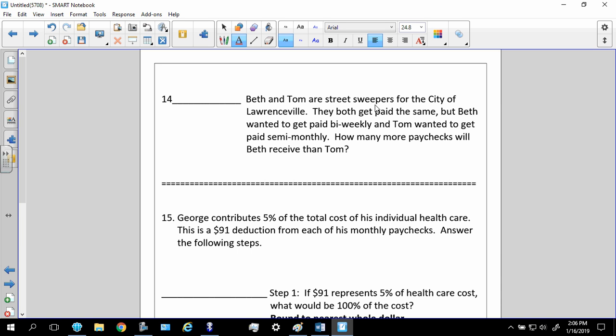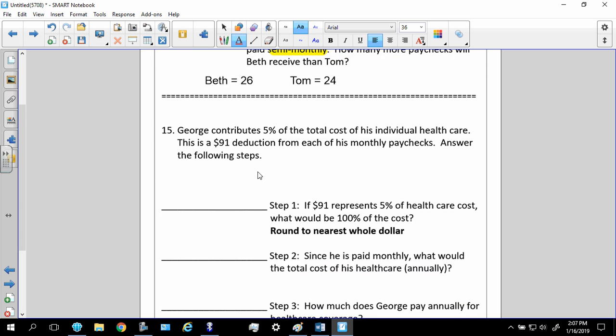All right, Beth and Tom are street sweepers. Can't say that three times or you mess up. For the city of Lawrenceville, they both get paid the same, but Beth wanted to get paid bi-weekly, and Tom semi-monthly. So Beth is bi-weekly, which is 26. Tom is semi-monthly, that's 24. So how many more paychecks will Beth receive than Tom? They're still getting paid the same, but Beth is just getting 2 more, and they're smaller.